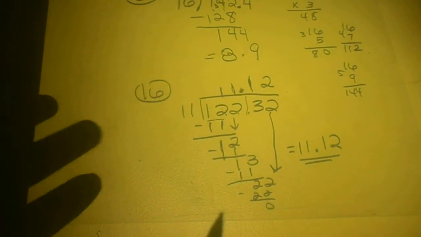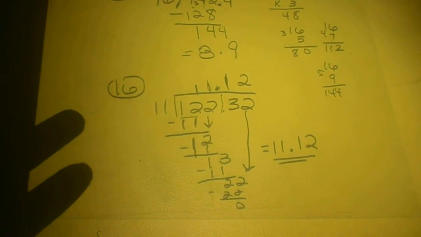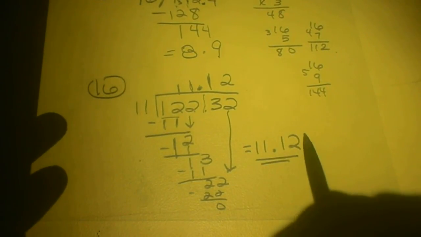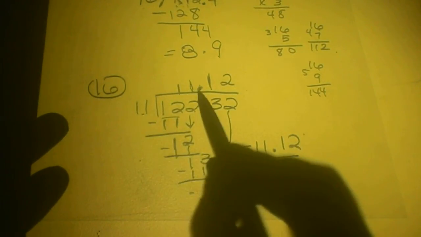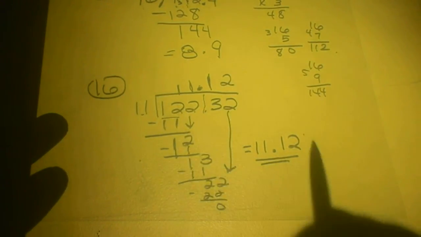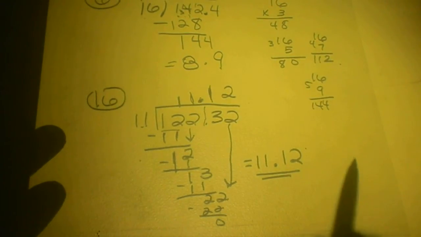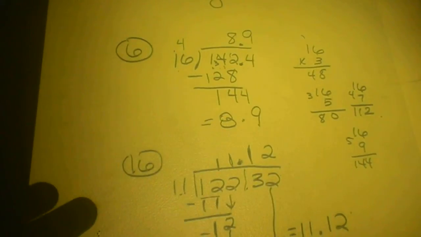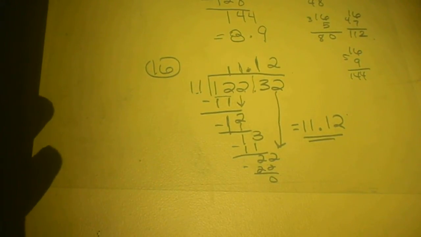11.12. And how do you check these types of problems? Here's your solution. If you multiply this times this, you should get what's inside the division symbol. So there are the solutions to 1, 6, and 16. And the next video will be dividing by decimals.